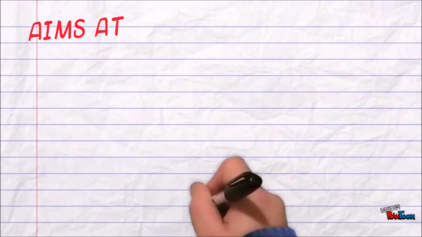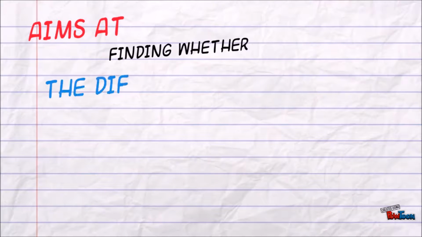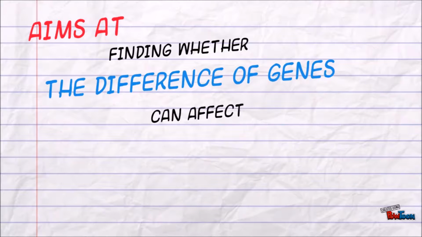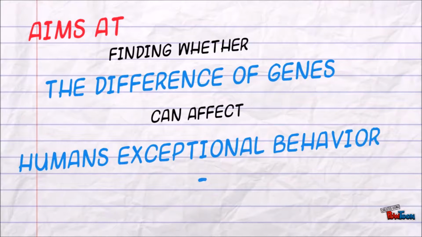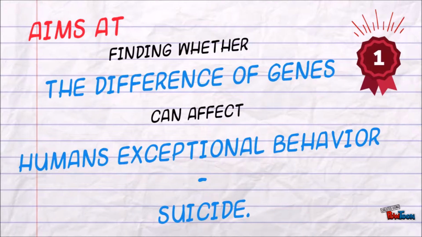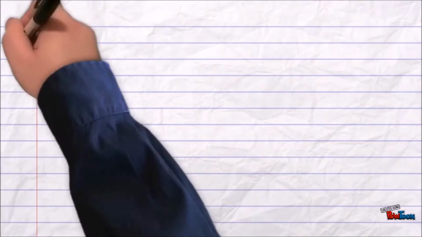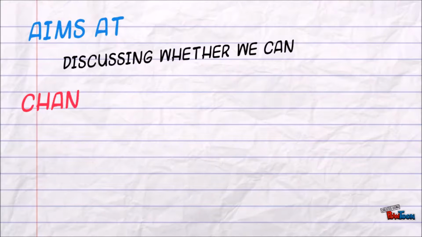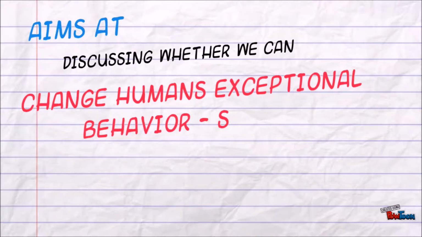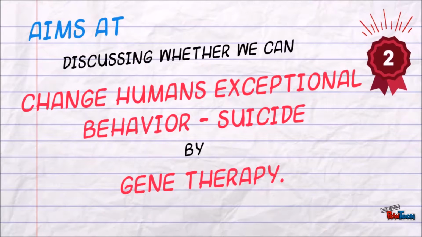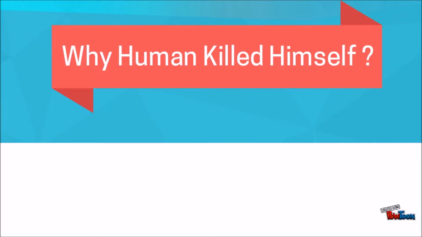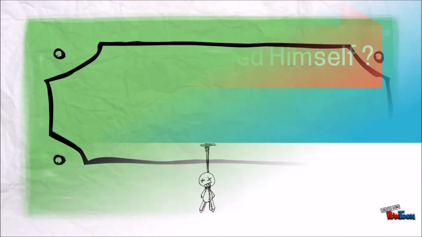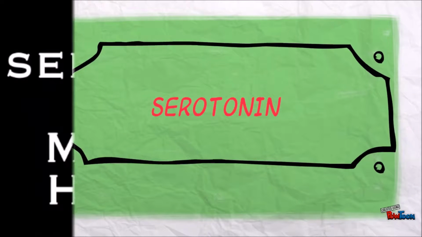My project aims at finding whether the difference of genes can affect humans' expressional behavior, suicide, and discussing whether we can change suicidal behavior by gene therapy. So, why does a human kill himself? When we discuss this question from a biological view, serotonin should be mentioned.